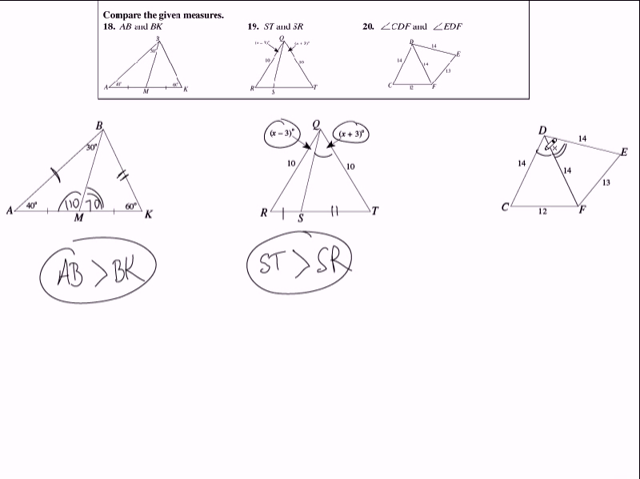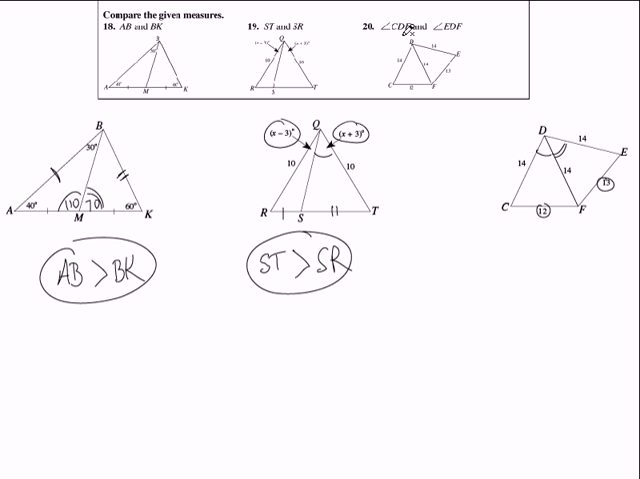Look at this angle right here, CDF. What's it opposite? It's opposite a side of 12. Look at this other angle that we're looking for, EDF. What's it opposite? It's opposite a side of 13. So which one's bigger? Well, the angle that's opposite the bigger side is going to be bigger than the angle opposite the smaller side. So EDF is going to be larger.